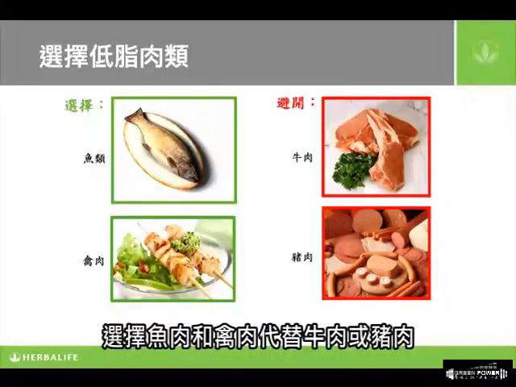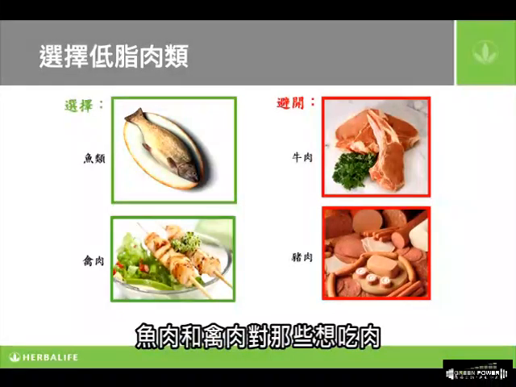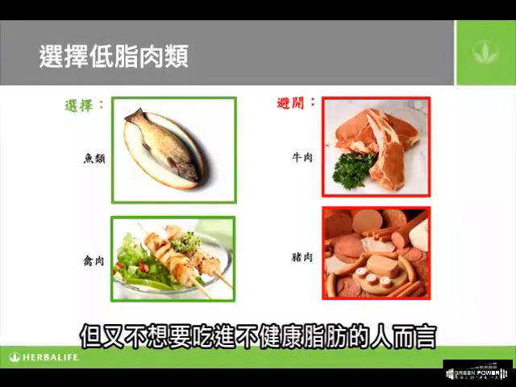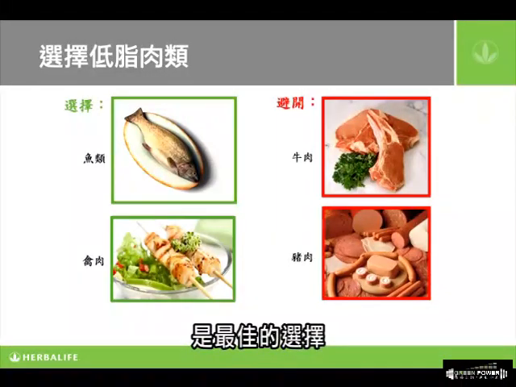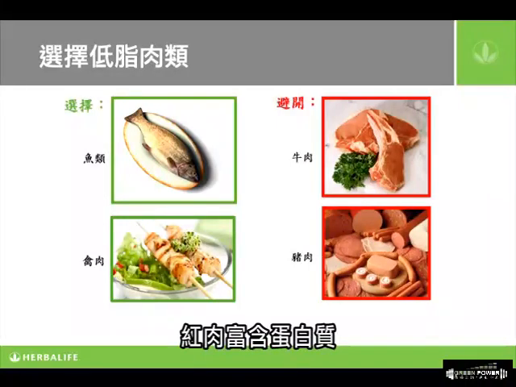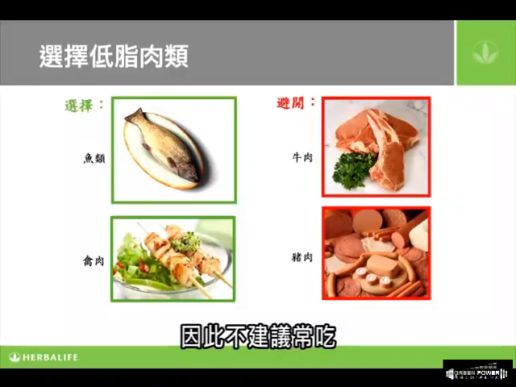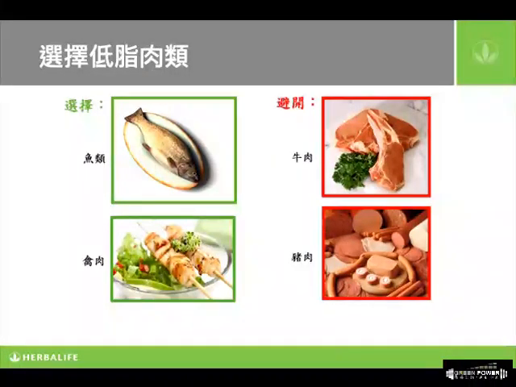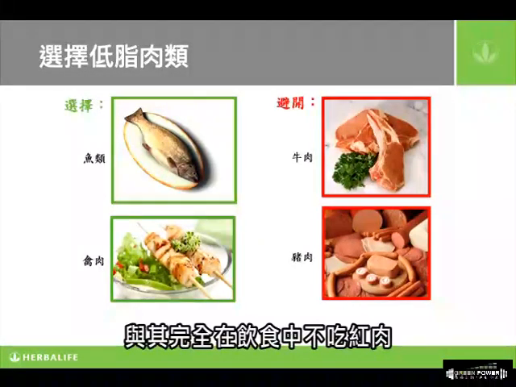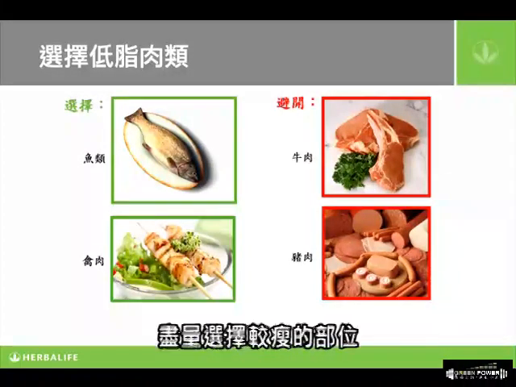Selecting fish and poultry instead of beef or pork is another healthy choice you can make. Fish and poultry are the best choices for people who want to keep meat in their diets but do not want the unhealthy fat. Red meat is rich in protein, but also high in unhealthy saturated fat. It should be eaten sparingly. Rather than trying to eliminate red meat from your diet completely, the solution is to eat it less often and to select the leanest cuts possible.